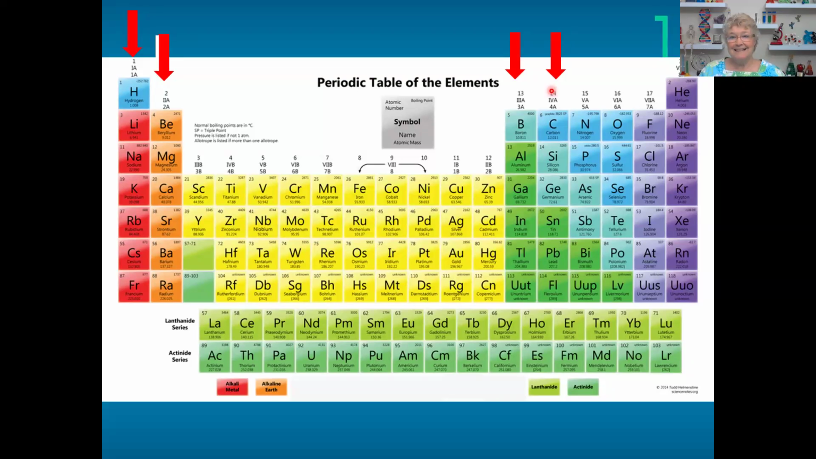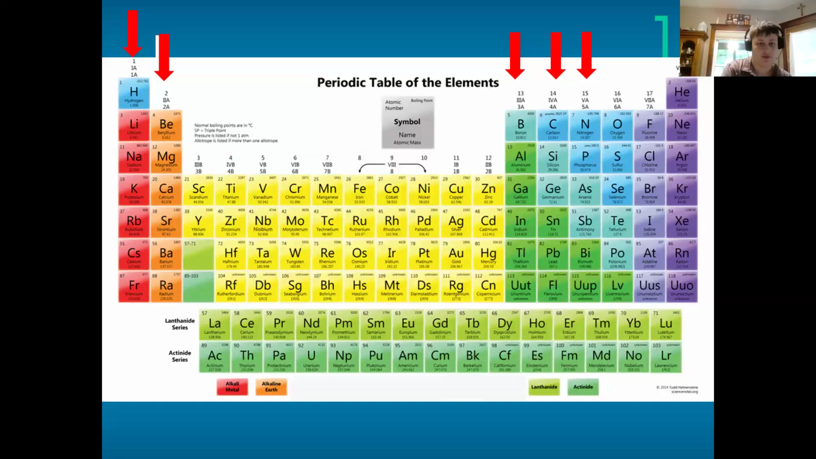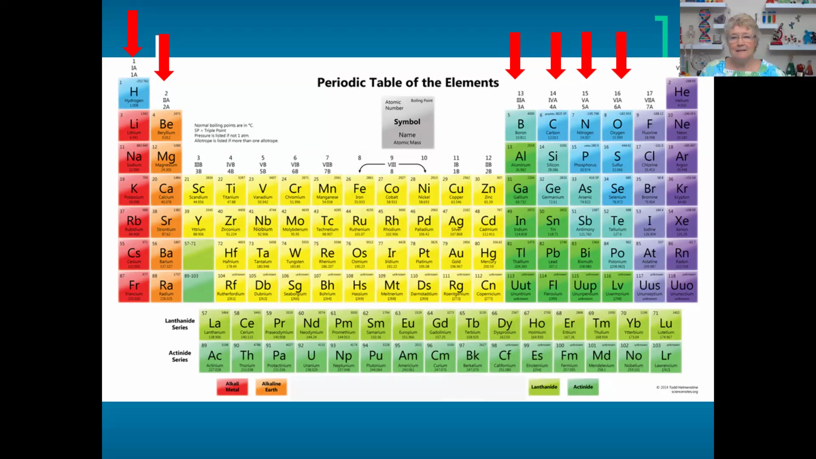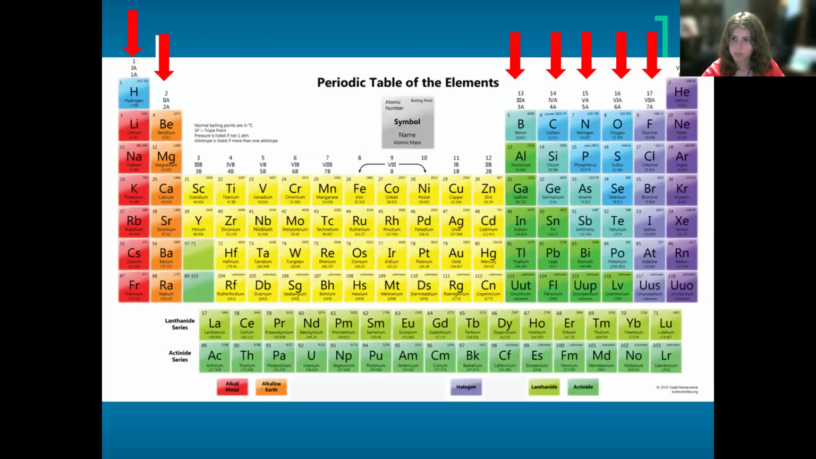Anybody else? Go ahead, Mel. The carbon group. The carbon group. How about the next one? Matt? The nitrogen group. Nitrogen group. And the next one? Mel? The oxygen group. Oxygen group. And the next one?